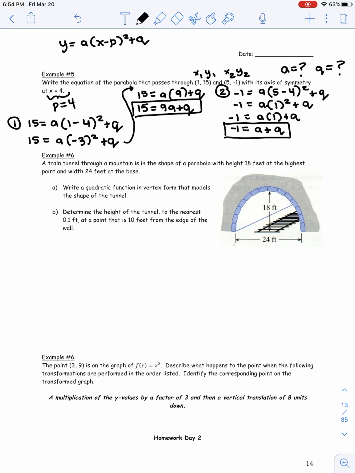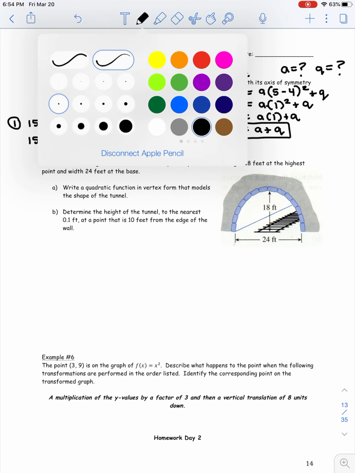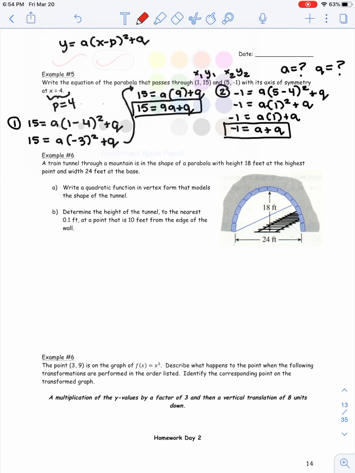So our next step, we're going to use the process of elimination. We're going to line them up one under the other, and we're going to do a subtraction. I'm going to do that in another color so you guys can see the difference. So we're going to take the two equations. 15 equals 9a plus q. This is called elimination. And we're going to line up the minus 1 equals 1a plus q right underneath. Now we're going to eliminate the variable q, and the only way that's possible is by subtracting the top and the bottom.